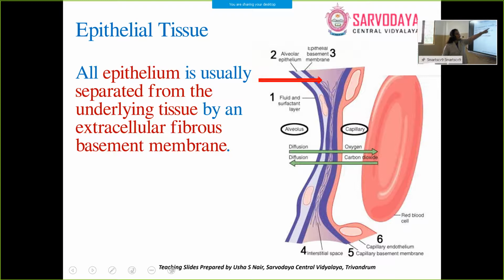That is what I wanted to show you. That is why it is here. Okay? So all the epithelium is separated from the underlying tissue by an extracellular fibrous basement membrane. You just have to know it. Through a picture only you will get it in your head. So there is a fibrous basement membrane here, separating it from the other underlying tissues.